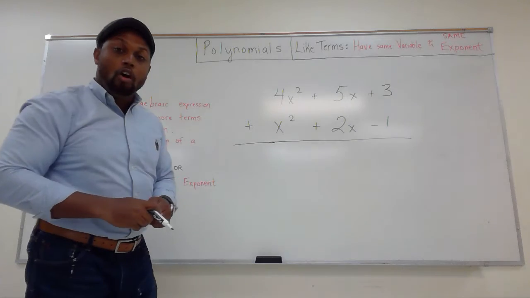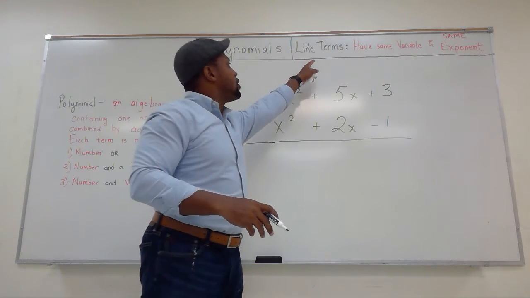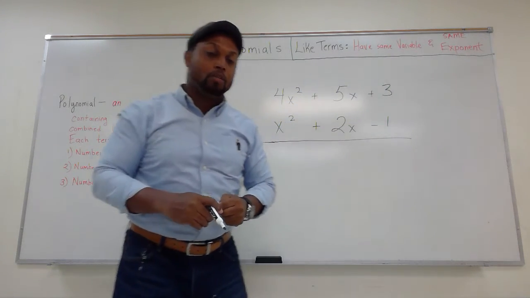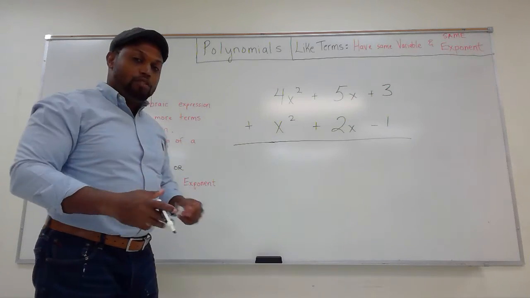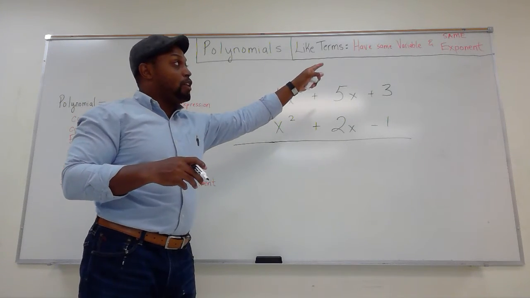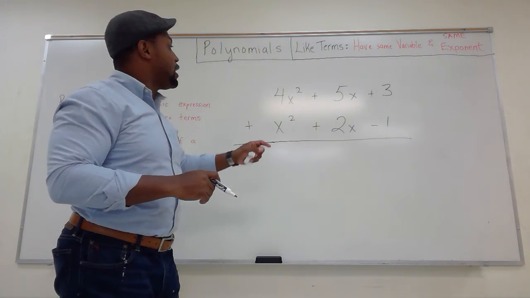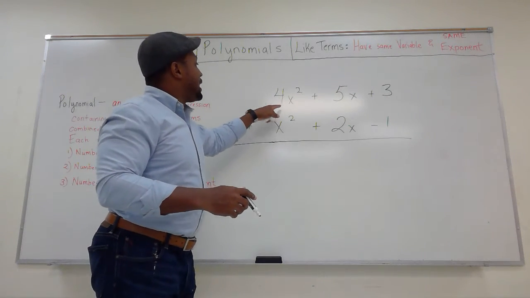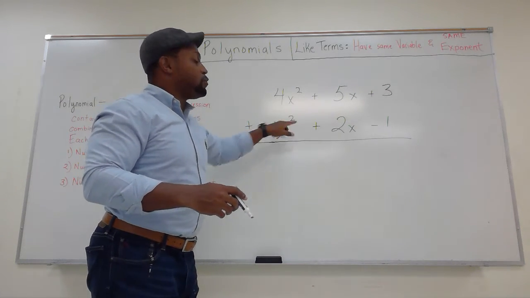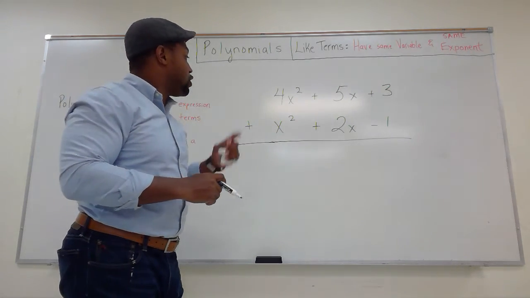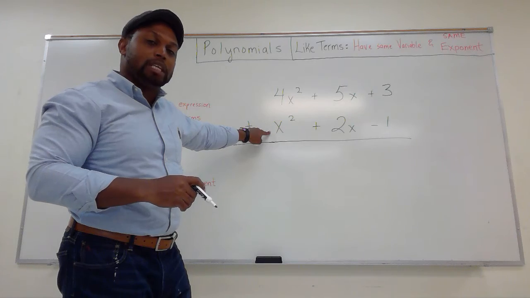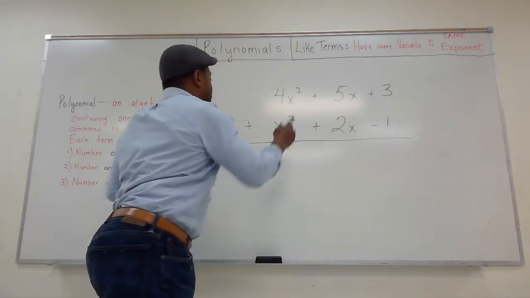Okay. Now here's the thing. I put this up here. It says like terms. They have the same variable and the same exponent. So all we can do here is combine the terms that have, again, the same variable and the same exponent. So as I look at this here, I see 4x squared, and then I see an x squared here. Same variable, same exponent. I can combine those two terms, but there's no number here. What you should know is when there's not a number there, the number is 1. I'll write that here.